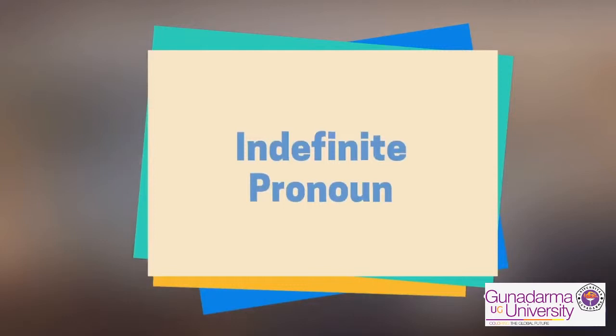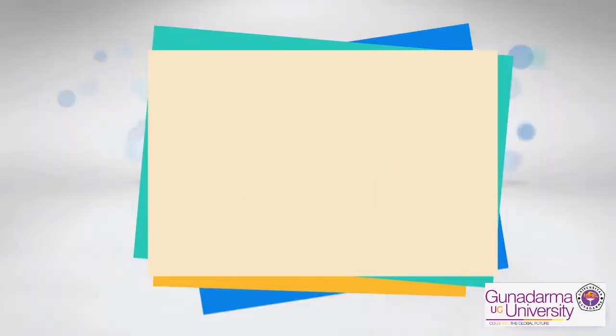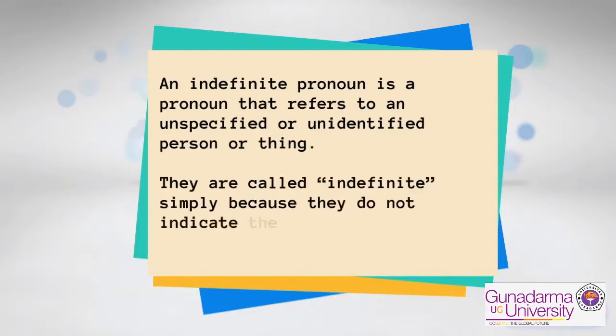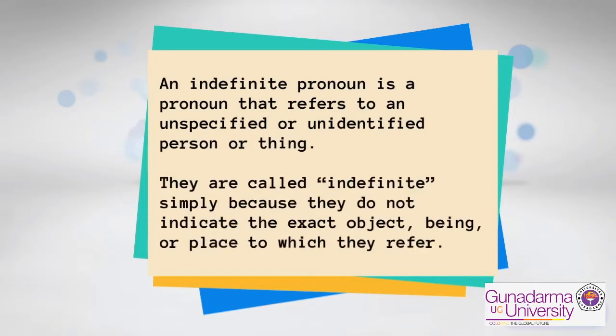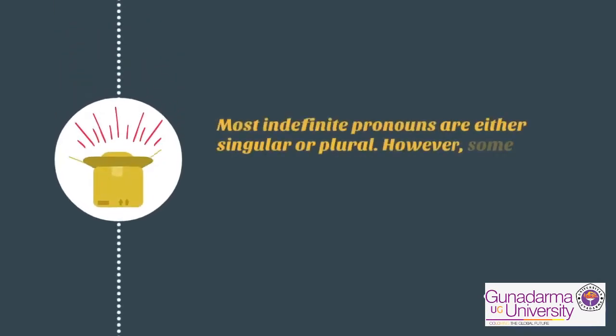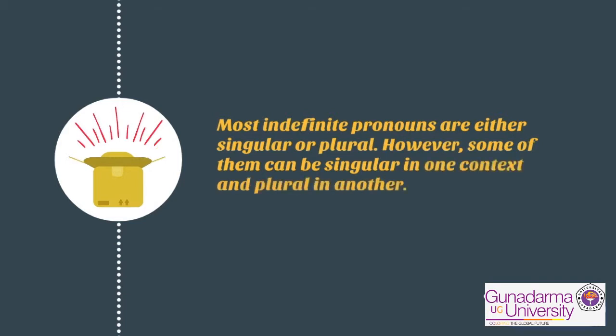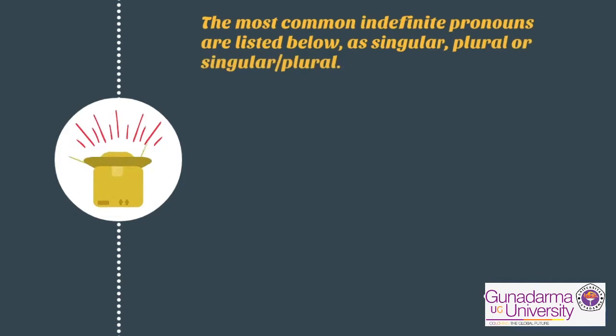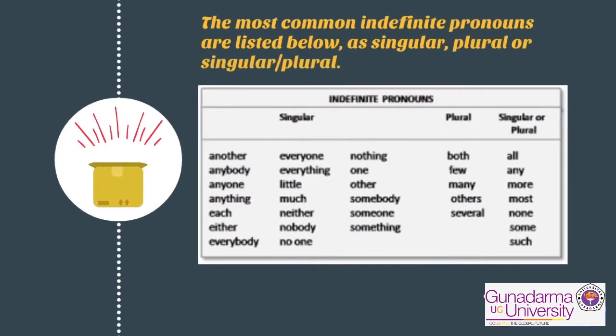Indefinite pronoun. An indefinite pronoun is a pronoun that refers to an unspecified or unidentified person or thing. They are called indefinite simply because they do not indicate the exact object to which they refer. Most indefinite pronouns are either singular or plural. However, some of them can be singular in one context and plural in another. The most common indefinite pronouns are listed below as singular, plural, or both.